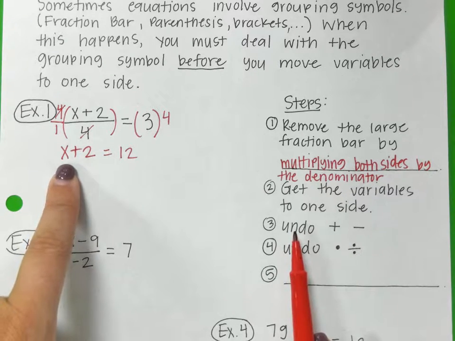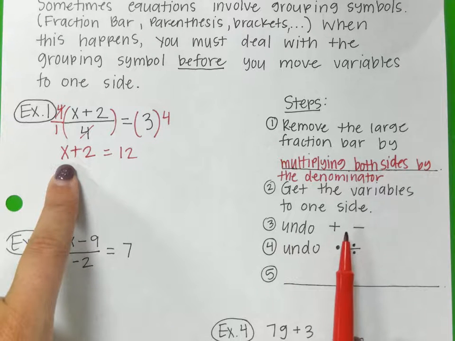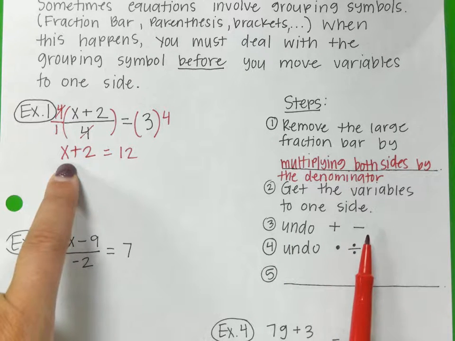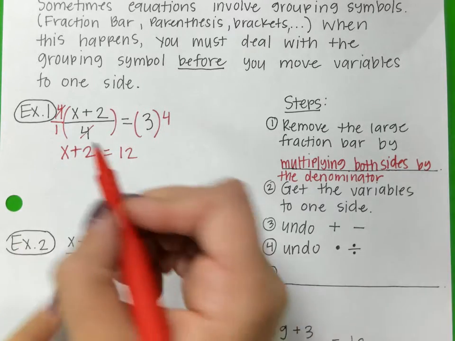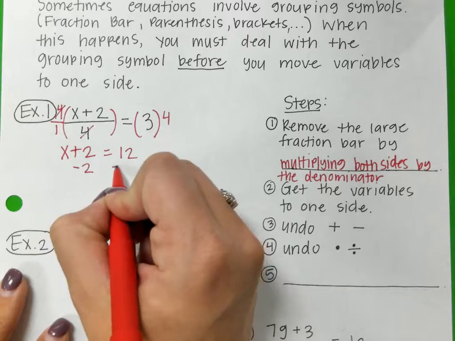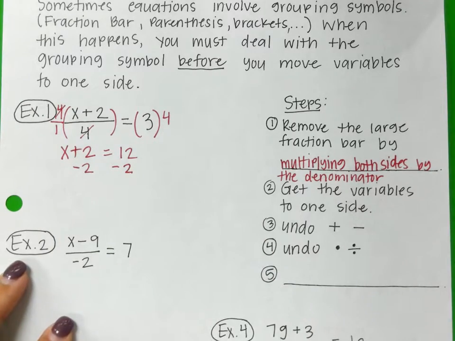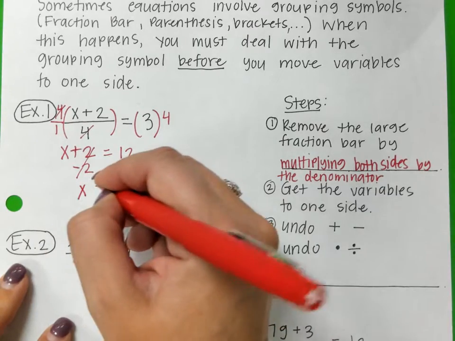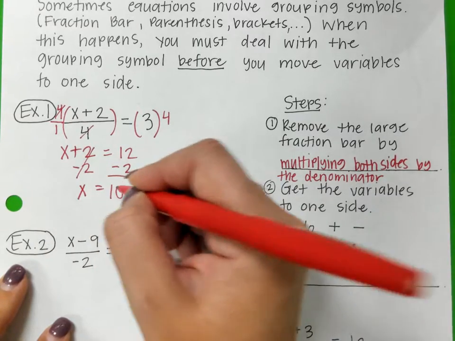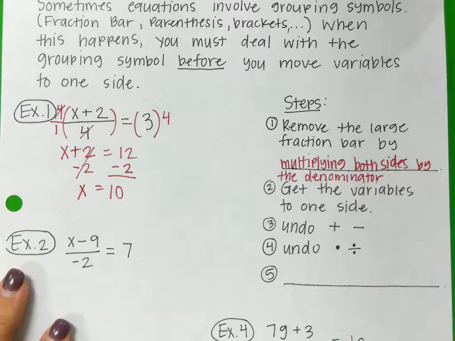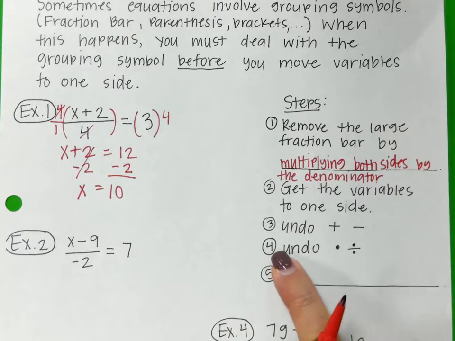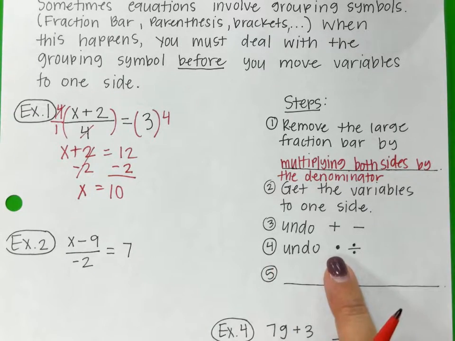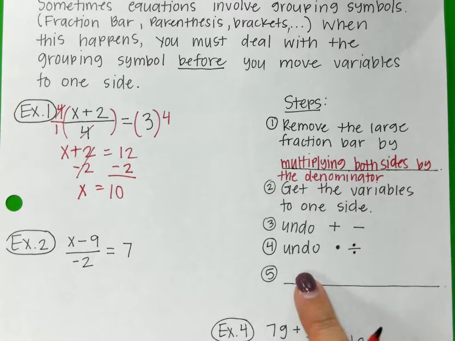Step number 3 is to undo the addition or subtraction. So in this case, what am I undoing? The addition. So how do I do that? You subtract 2 from both sides. Good. I've got to subtract 2 from both sides. So that cancels my 2s on the left, leaving me with x equals 10. So I went ahead and skipped step number 4 because there wasn't any multiplication or division that I had to undo. Okay. What is my final step?